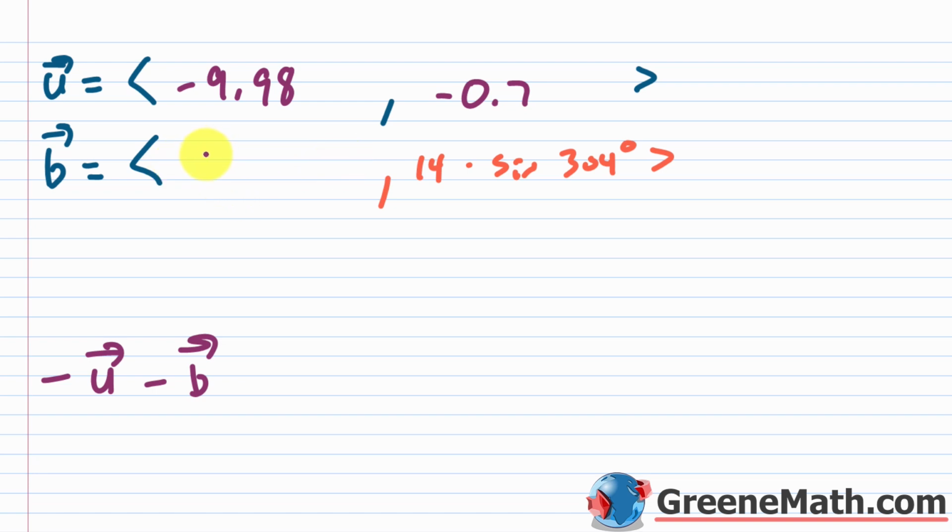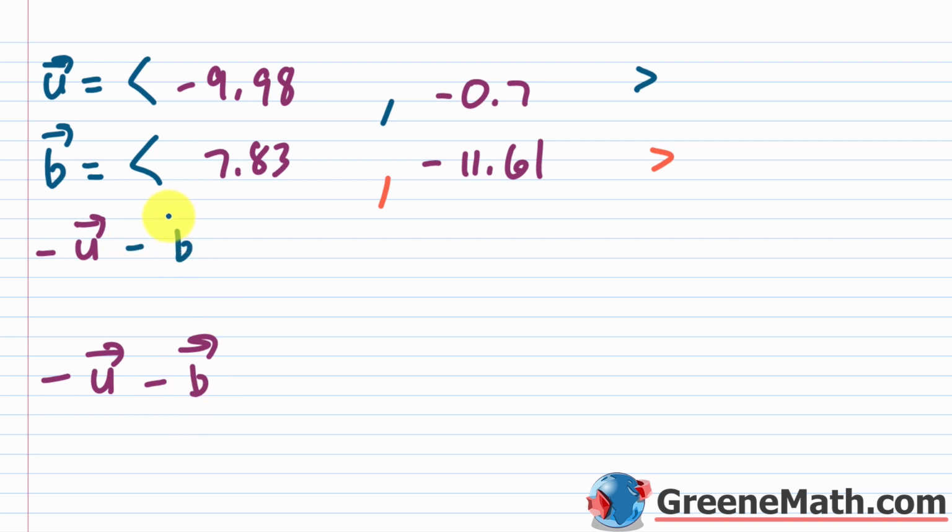So let's say 7.83. And then 14 times the sine of 304 degrees. Let's say that's negative 11.61. At this point, all I'm going to do is say that I want the negative of my vector u. And you can go plus negative 1 times the vector b, or you can just leave it as subtraction. It's up to you. Here it's pretty easy. Let's leave it as subtraction for once. So let's put minus the vector b like this. So what is this going to be?